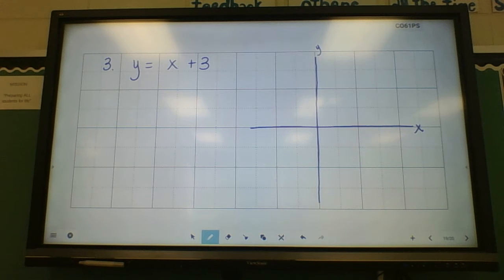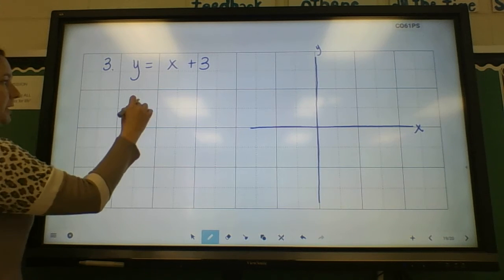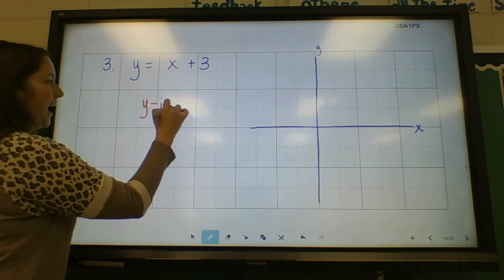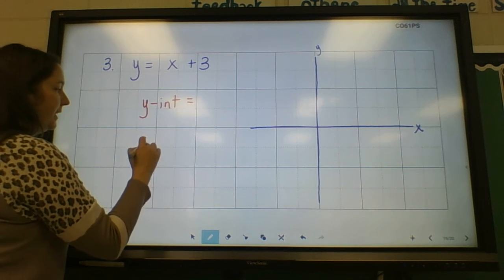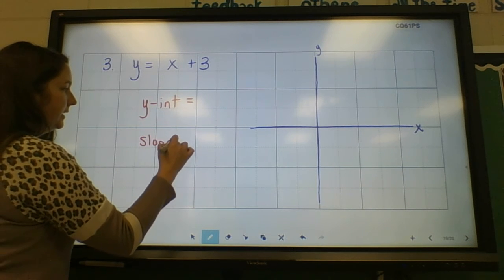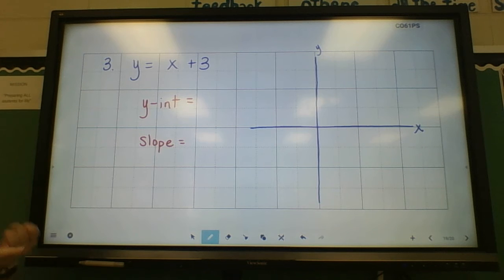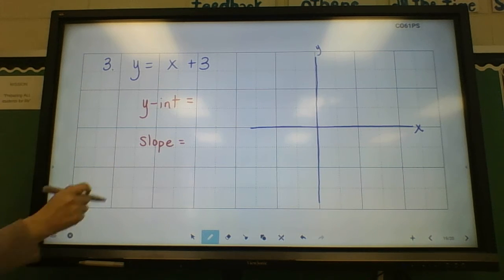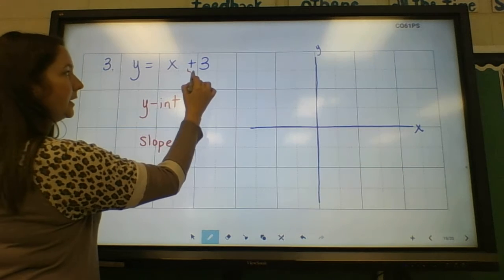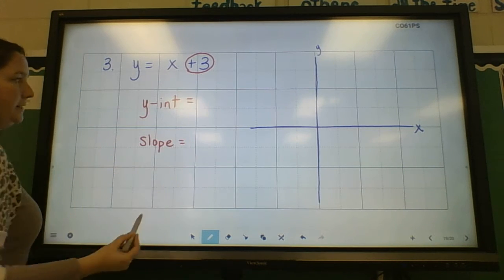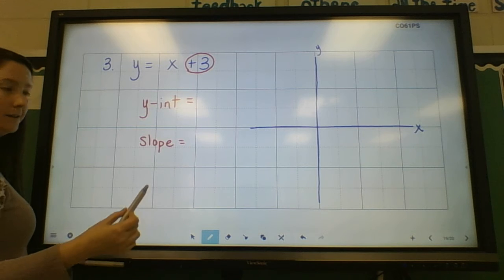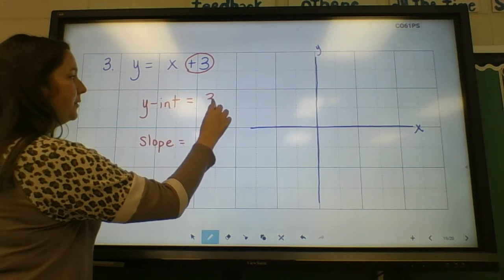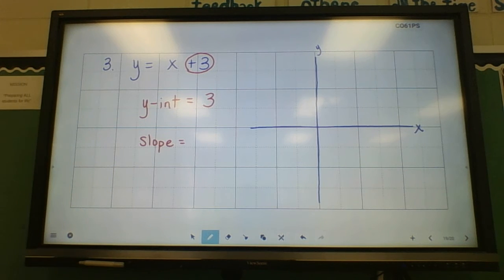All right, number 3. What is the y-intercept? Notice I haven't really changed much of anything. Every single equation, I write down what is the y-intercept, what is the slope. So my y-intercept is the number that's all by itself, the constant. It is a positive 3, so I'm just going to write a 3 for the y-intercept.